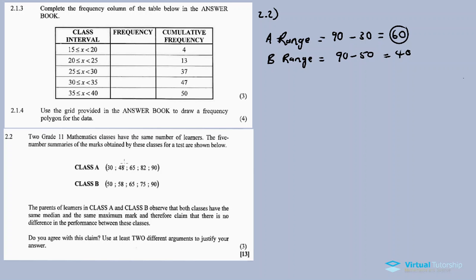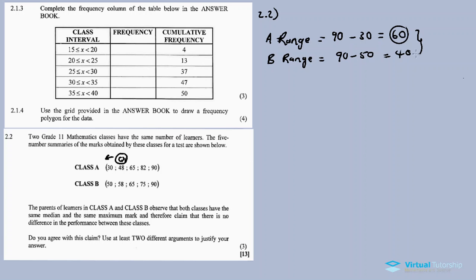In fact, when I say most, I mean 25%. Looking at Q1 with class A, 25% of the class has failed, or in class A, the 25% of the marks are lower than any learner in class B. So that's the second argument.